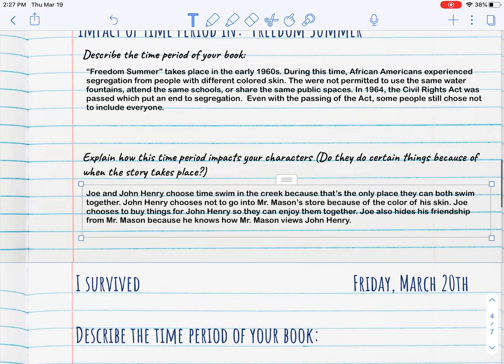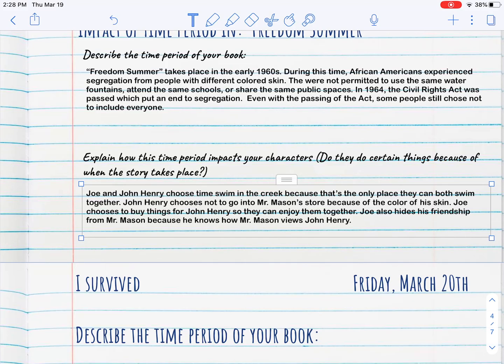So again, today what you're going to focus on is the time period in which your book takes place and certain actions your characters do. If you're reading The Battle of Gettysburg, think about how Thomas and Bertie, because they were growing up during a time of slavery and they could be sold, what do they do because of that? Well, they flee, they run away. If you're reading Bud, Not Buddy, think about how Bud would be different in a different time period. What other actions would he do instead?